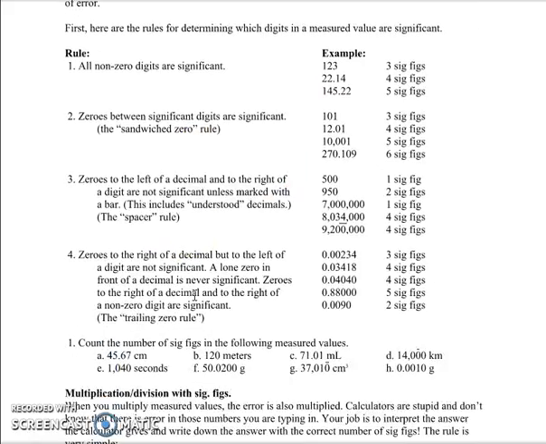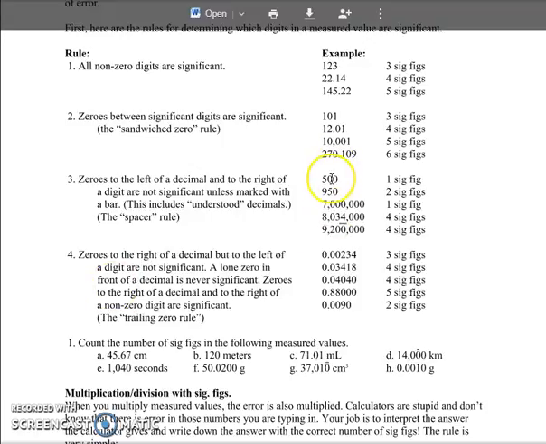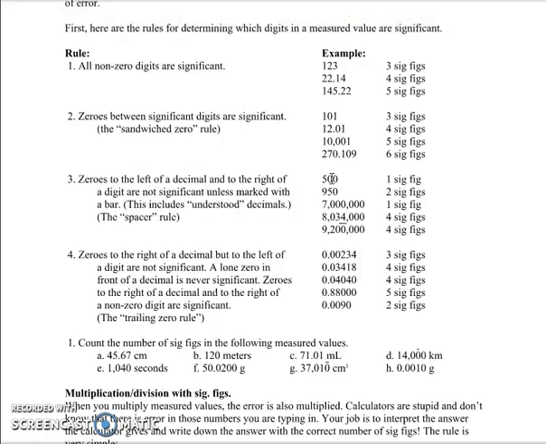Third rule, zeros to the left of a decimal or to the right of a digit are not significant unless marked with a bar. What does that mean? Okay, so the zeros in the first example, 500, are spacers. They push the 5 into the correct place. If you remember back in elementary school, the 5 is in the hundreds place, so that means 500. Now, these zeros are just spacers to push it over there. You've got to have something there to take their place. But it doesn't indicate whether they're measured accurately or not.